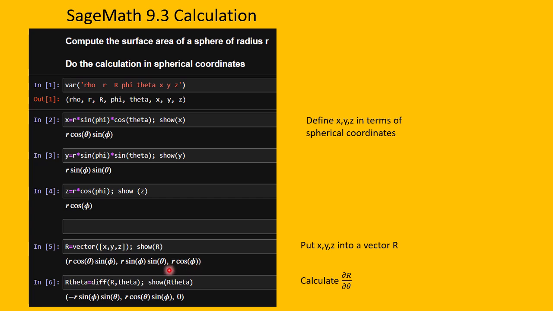Okay, for this third one, if you differentiate this with respect to theta, well, you notice there's no theta in here. There's just a phi. So the partial derivative of this with respect to theta is just 0. Okay, so the partial of r with respect to theta is this vector.